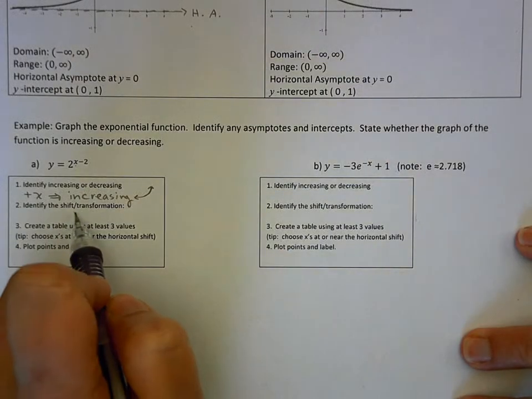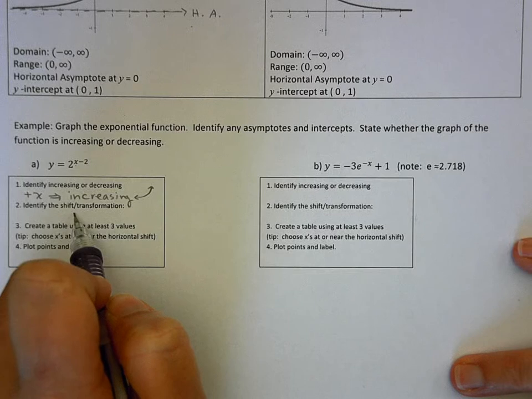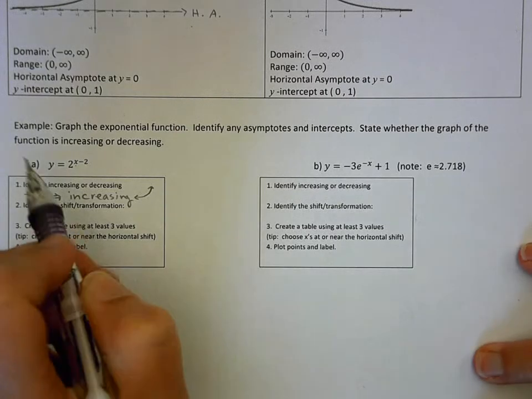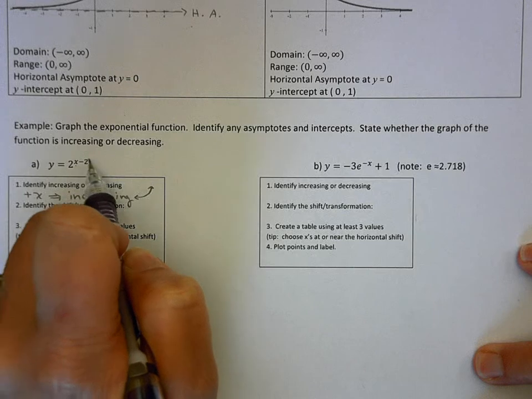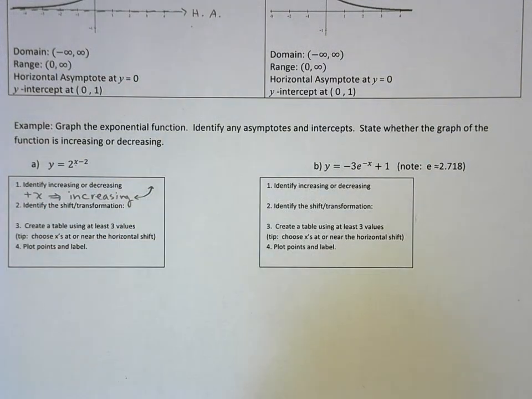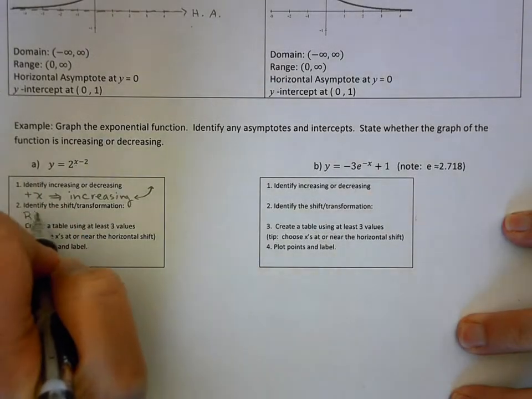And then I want to identify the shift, and this is exactly like what we did in the last unit. I need to look to see what's affecting my x, what's affecting my y. If I look up here, I'm subtracting 2, so this is x minus 2. That means I'm shifting on the horizontal, for 2 units. And so I would be going right 2.